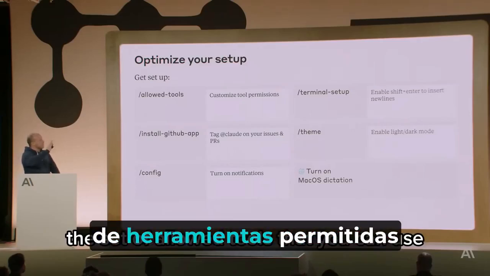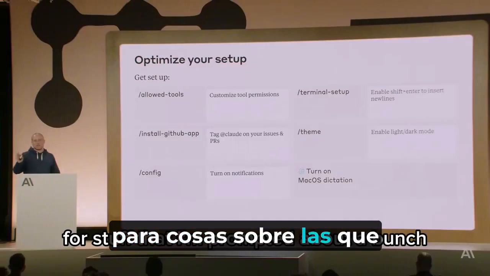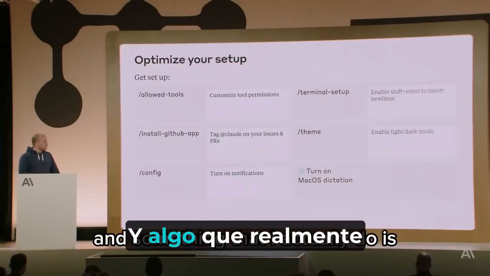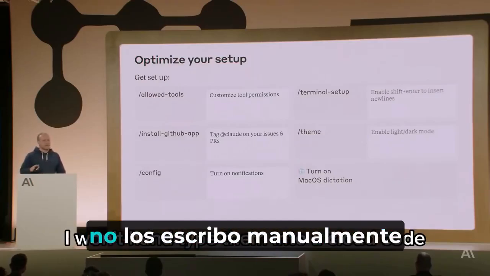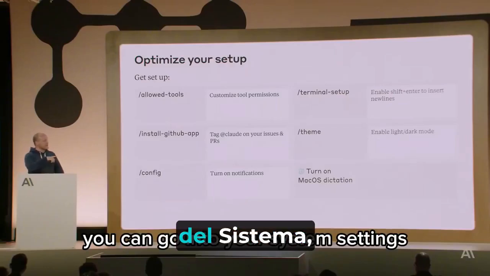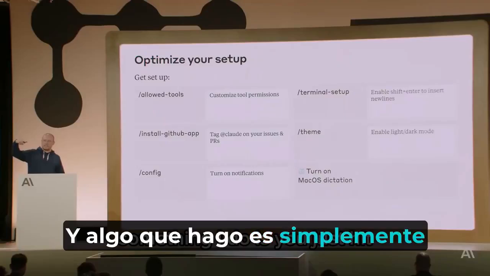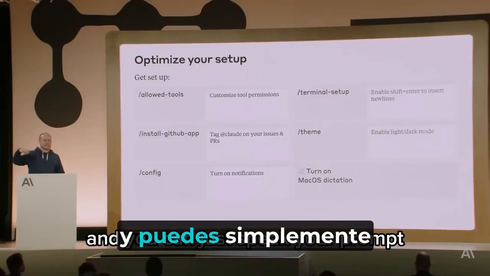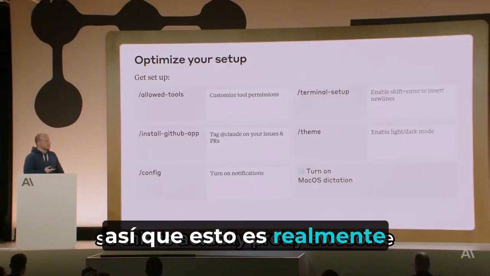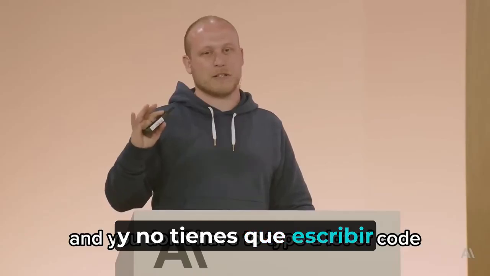You can customize the set of allowed tools so you're not prompted for them every time. This is pretty convenient. For stuff that I'm prompted about a bunch, I'll definitely customize it in this way so I don't have to accept it every time. And something that I actually do is, for a lot of my prompts, I won't hand type them into Claude Code. If you're on macOS, you can go into your system settings, under accessibility is dictation, and you can enable it. And something I do is you just hit the dictation key twice, and you can just speak your prompt. It helps a lot to have specific prompts. So this is actually pretty awesome. You can just talk to Claude Code like you would another engineer, and you don't have to type a lot.